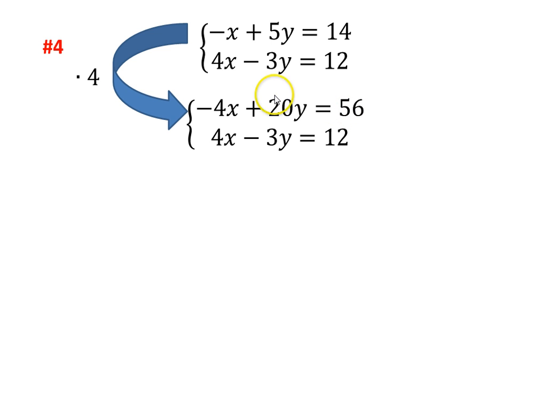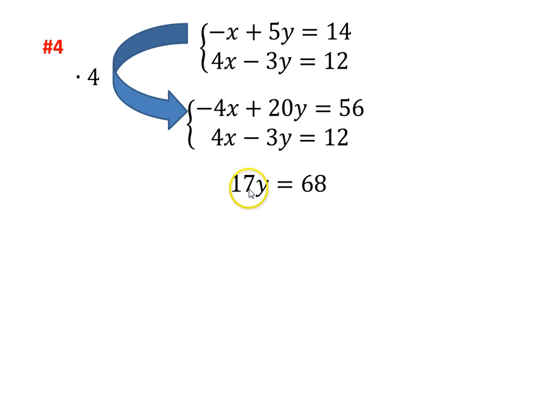And notice how I multiplied everything in the equation by 4, not just the x term. So now I have negative 4x plus 20y equals 56. And this system is just the same as the system we started with. The only difference is now when I add these equations together, the x will go away because negative 4x plus 4x is 0. So when I combine all these things together, I get 17y equals 68.